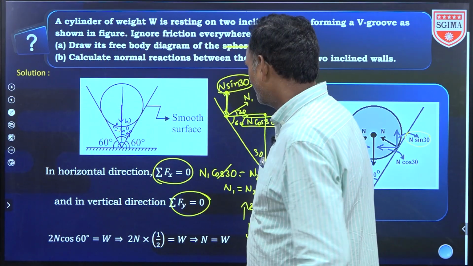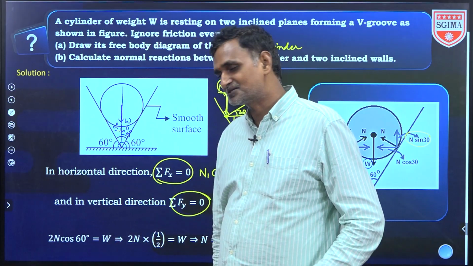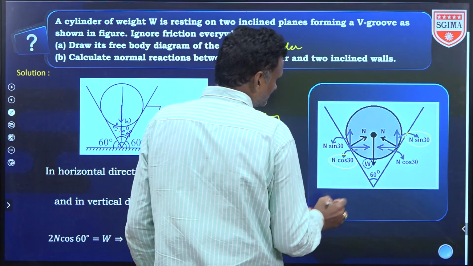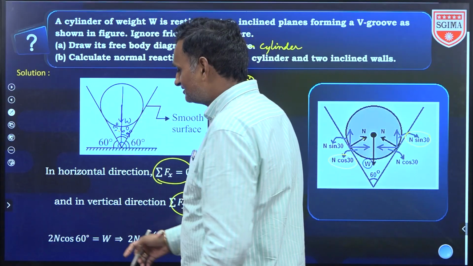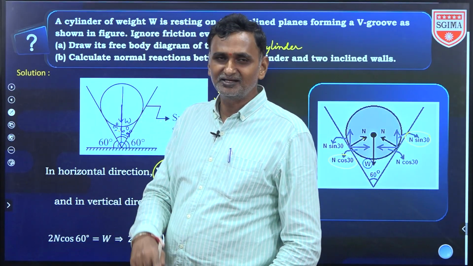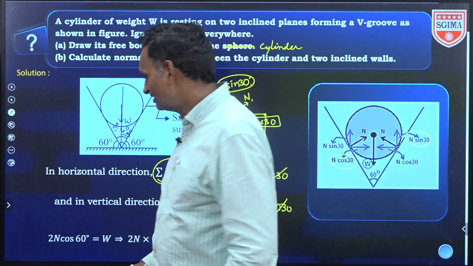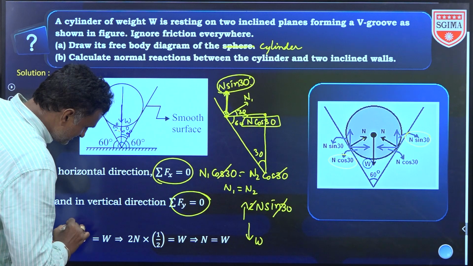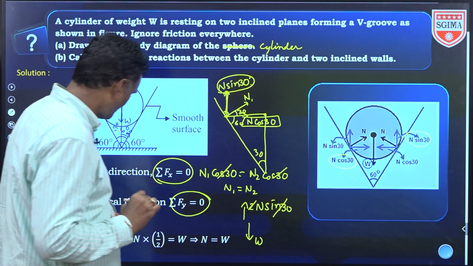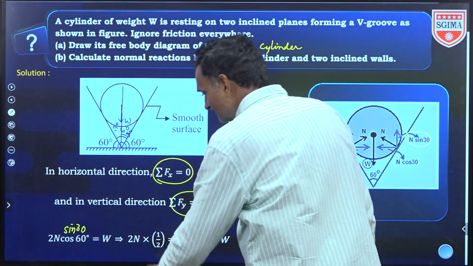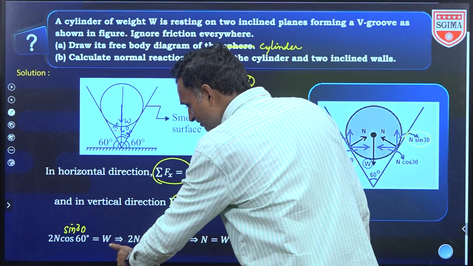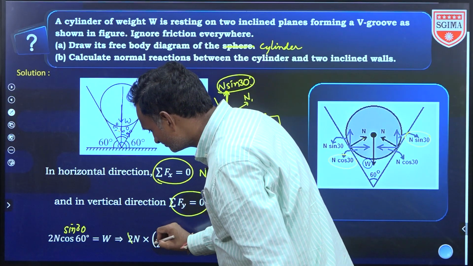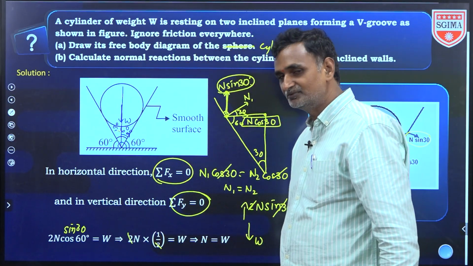okay. So here they have taken 2N cos 60, okay. Based on this angle they take here, no problem. Here cos 60 also 1 by 2, sin 30 also 1 by 2, no problem here. The answer will be the same, right? You can check. This is sin 30 also, right? So equals to W. Then we can take W equals 2N into 1 by 2. 2 cancel out. Then normal force equal to W will come.